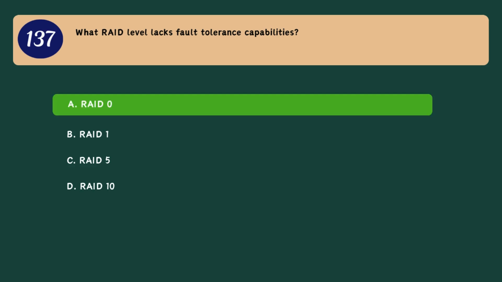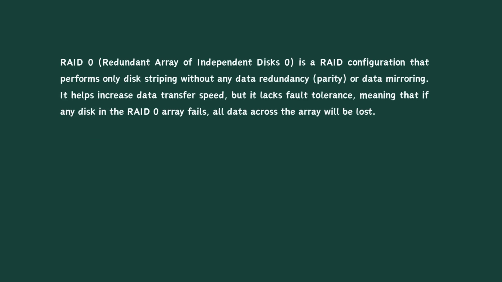Correct answer. A. RAID 0. RAID 0, redundant array of independent disks 0, is a RAID configuration that performs only disk striping without any data redundancy, parity, or data mirroring. It helps increase data transfer speed, but it lacks fault tolerance, meaning that if any disk in the RAID 0 array fails, all data across the array will be lost.